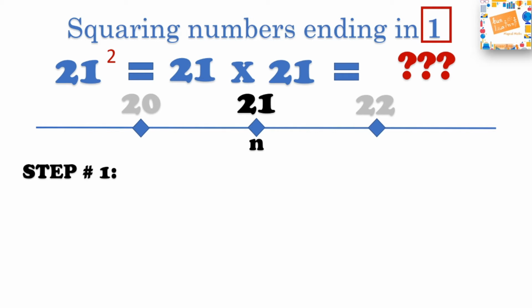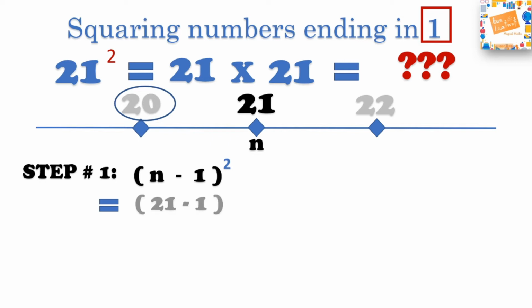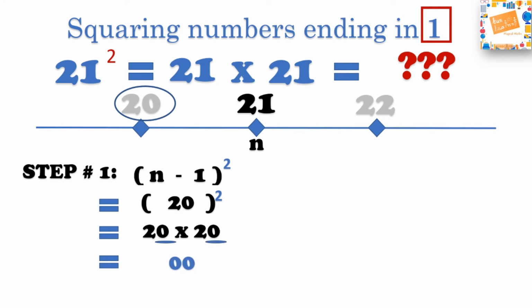In step 1, we need to find the nearest tens to 21. That is, we need to do n minus 1, which gives us 20. So we do 21 minus 1, which is equal to 20, and then square it. This is equal to 20 times 20. To compute the square, first look at the two zeros and add the two zeros in the end, and then 2 times 2, that is, multiply the tens place together, which is equal to 4. So the answer in step 1 is 400.